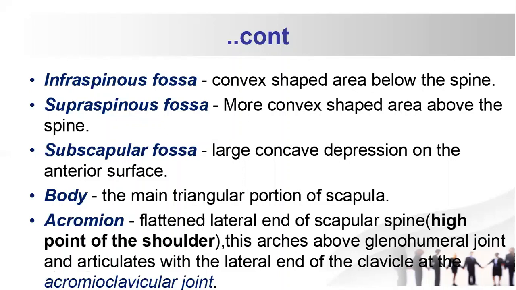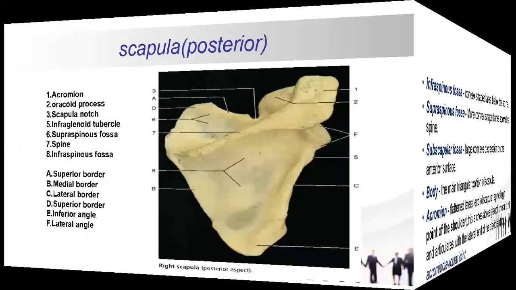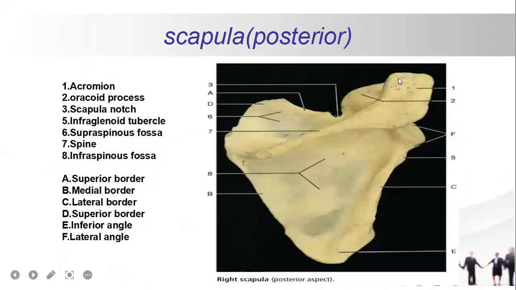The body is the main triangular portion of scapula. So the body is just the whole main portion of the scapula. Acromion. The acromion, which we just checked from the above image, is denoted as number one. This is the acromion. What's acromion?